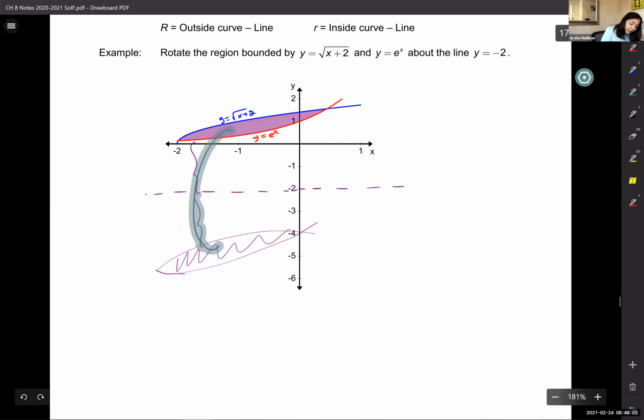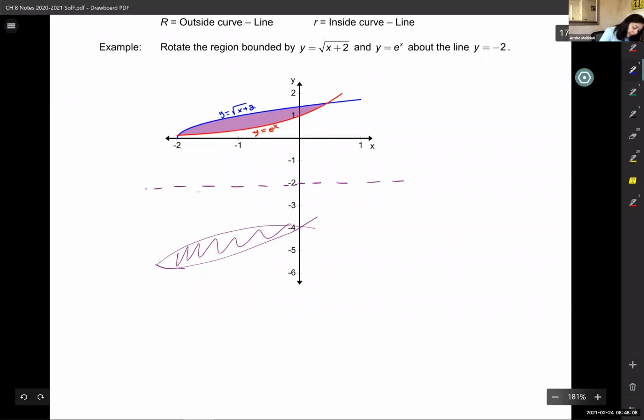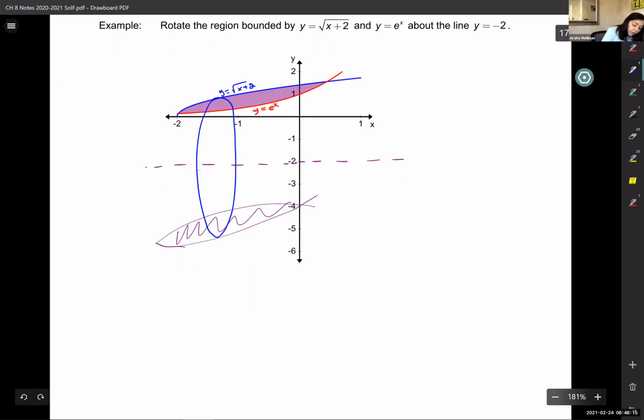So now what do my radii look like? What do my discs look like? This is one disc, the larger disc, and I want to figure out what that big radius is. What did I say before? The big radius is the distance between the line around which it's being rotated, out to the farthest function. It's from the rotation out to the farthest.